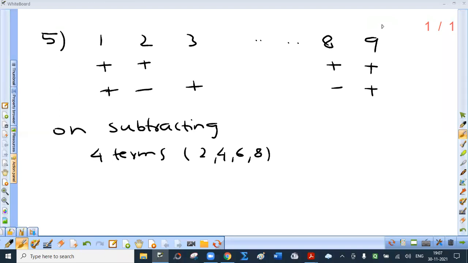Actually, fifth is similar to sum number 1, but the only difference is there is a minus sign. So in the first all terms are positive. In the second, terms are alternately positive, negative. Terms are the same, signs are different. So when you subtract, the first, third, fifth, seventh, ninth, these 5 terms get cancelled. So only 4 terms remain. So what is the correct option? It is A, Ahmedabad.